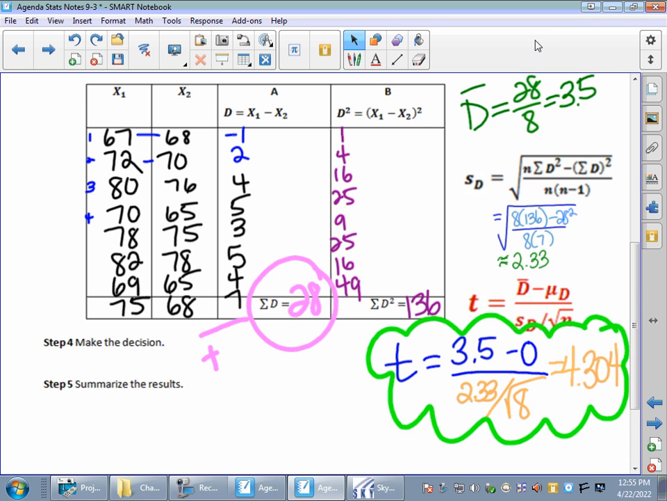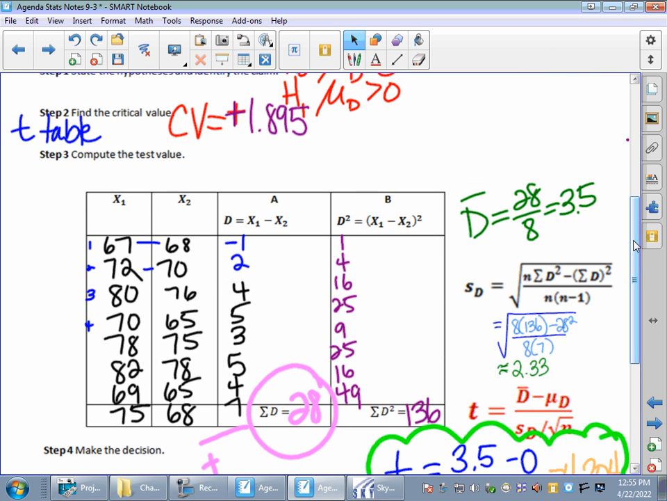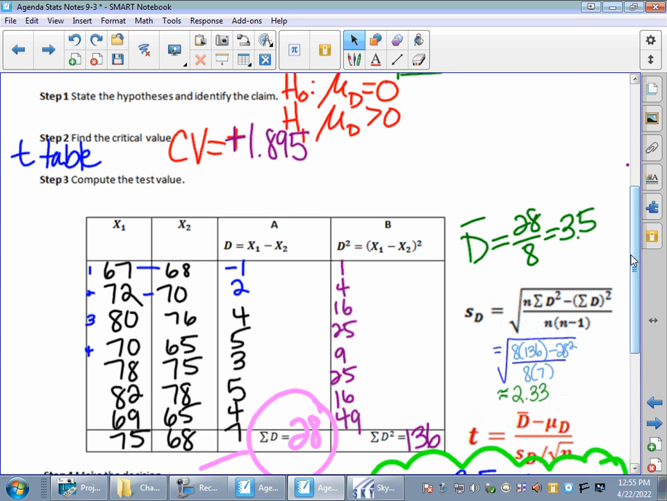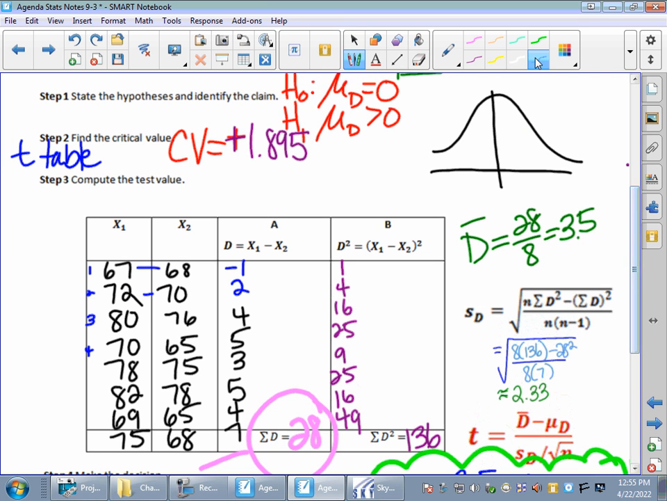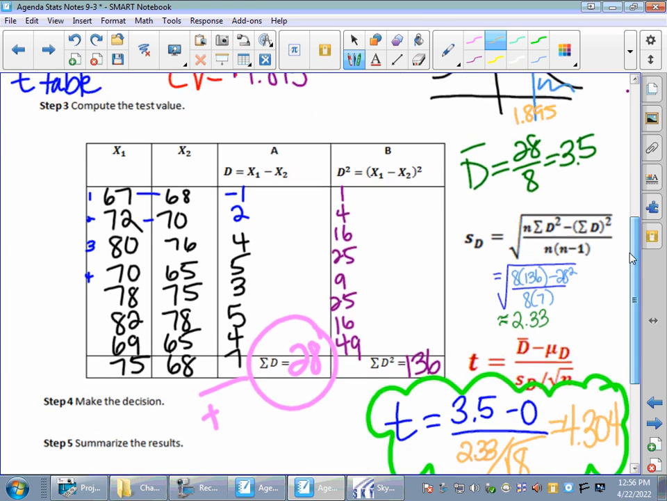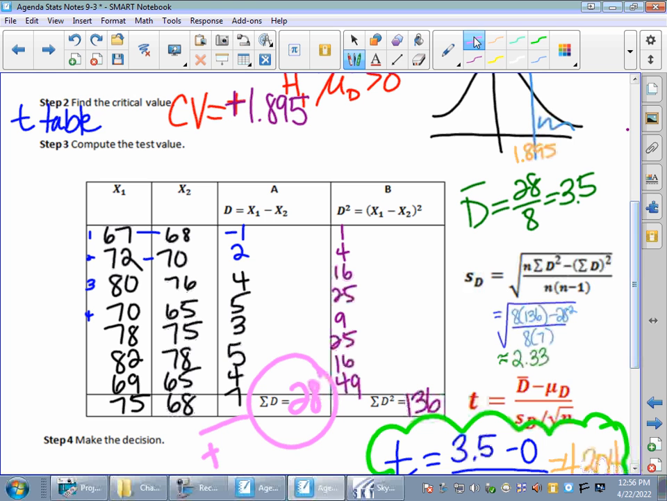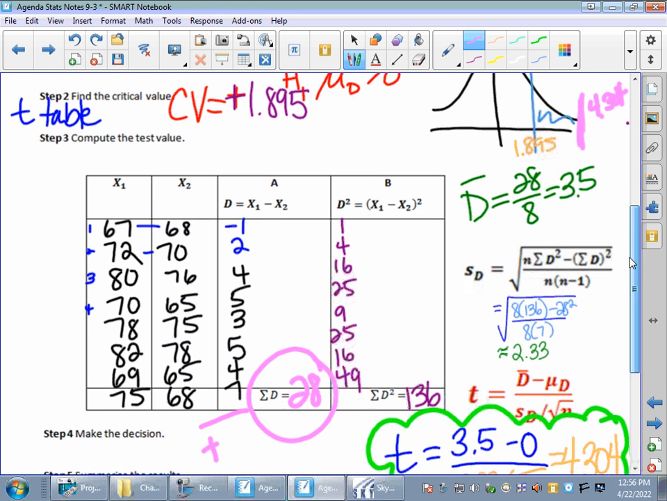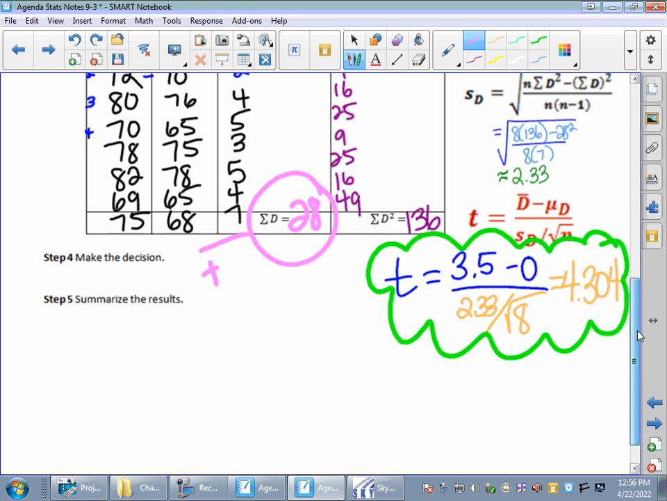I go to 3 decimal places because my critical value is 3 decimal places. If I've got myself a right-tailed test, and this critical value is 1.895. My test value came out to a 4.304. I am way, way, way in the rejection region, so I'm going to reject H sub O.